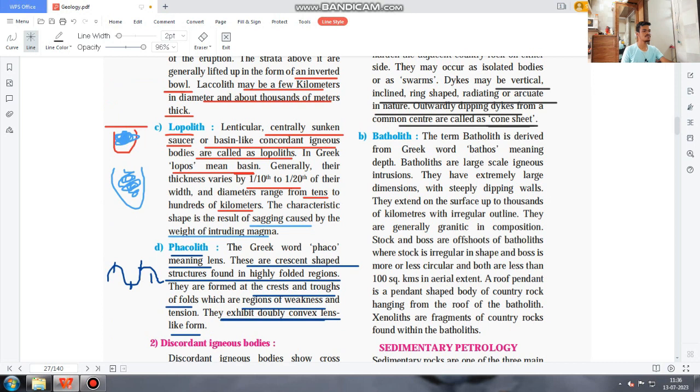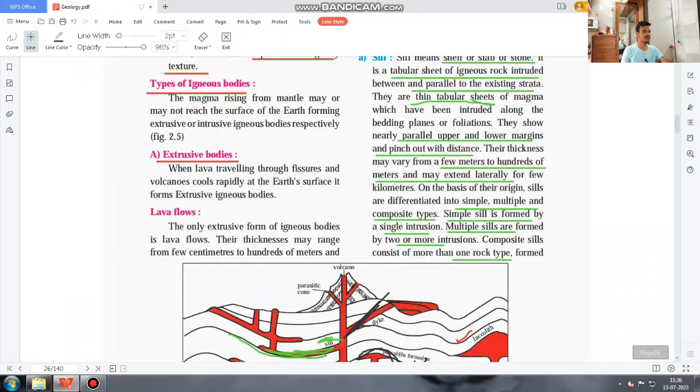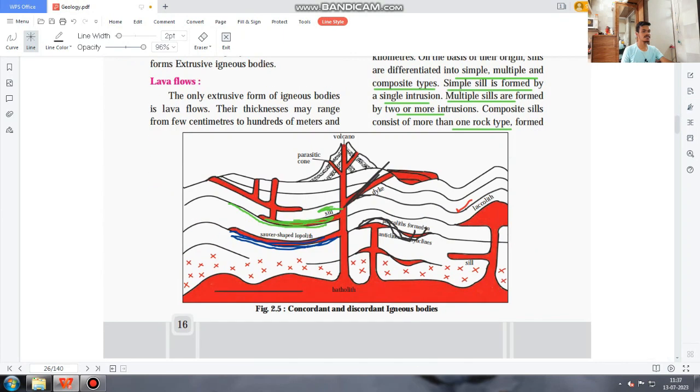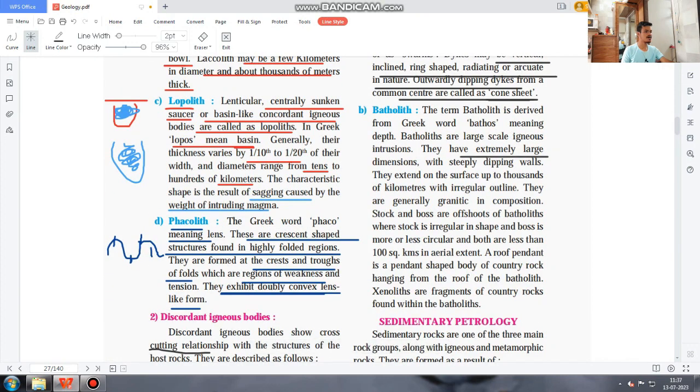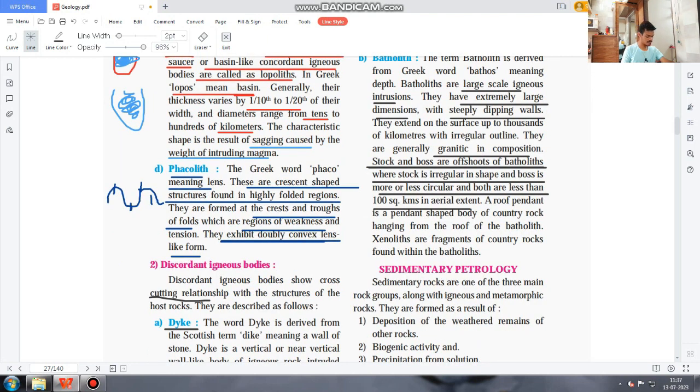Next is batholith. You can see batholith is the largest of all. So what are these actually? They have extremely large dimensions, large-scale intrusions, with steep dipping walls. They are granitic in composition. Stock and boss are offshoots of batholiths. This is important: stock is irregular and boss is circular, both less than 100 square kilometers in areal dimension. What I am underlining is important. Xenoliths are fragments of country rock found in batholiths. They are pendant-shaped bodies. This was another one.